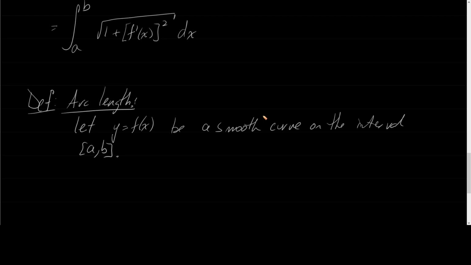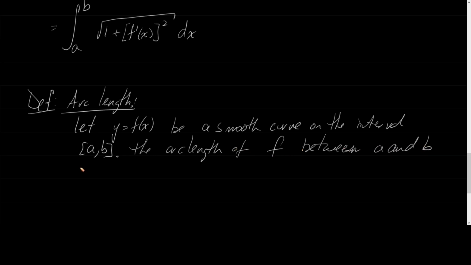So the arc length of f between a and b is given by the integral from a to b. So the arc length, lowercase s, is equal to the integral from a to b of the square root of 1 plus f prime of x squared dx.